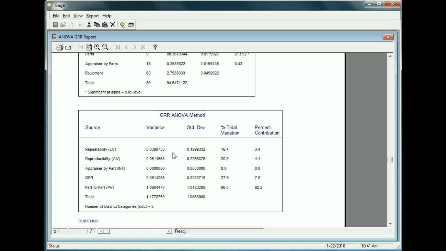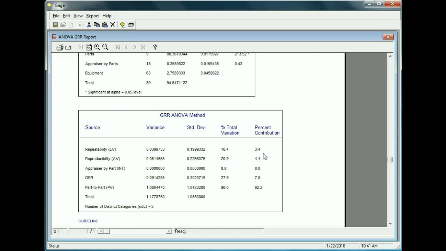And we can also have the variance components, and we can calculate the percent of total variation just like we did before. So the repeatability or equipment variation would be the standard deviation associated with the repeatability divided by the total standard deviation. And so that works out to 18.4, which is not a whole lot different than the previous approach. And what's interesting is the appraiser by part. When we set that to 0, there really is no components due to the appraiser by part in the overall Gage R&R study for this numerical example.